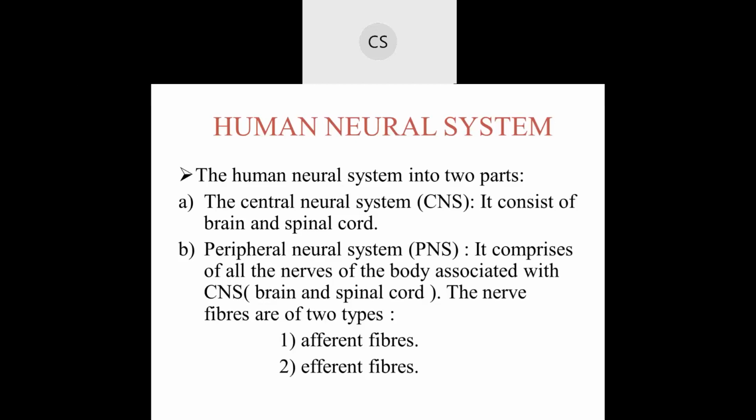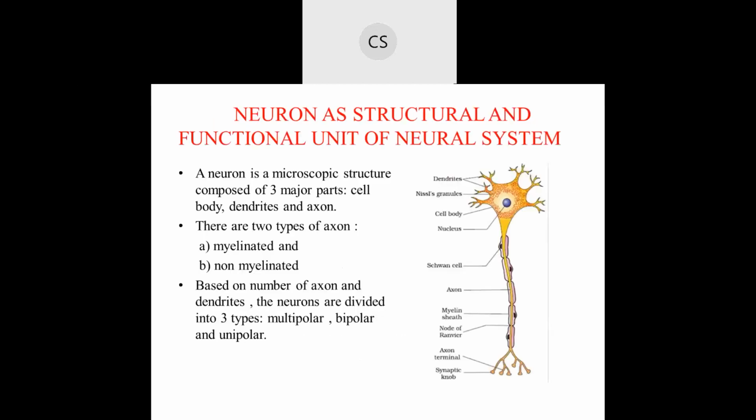The PNS has two types of nerve fiber: afferent nerve fiber and efferent nerve fiber. Afferent nerve fibers carry impulses from organ tissues to the CNS, whereas efferent nerve fibers transmit nerve impulses from the CNS to the target tissue or organ. Neurons as structural and functional unit of neural system. The structural and functional unit of nervous system is the neuron. It consists of three parts: cell body, dendrites, and axon.